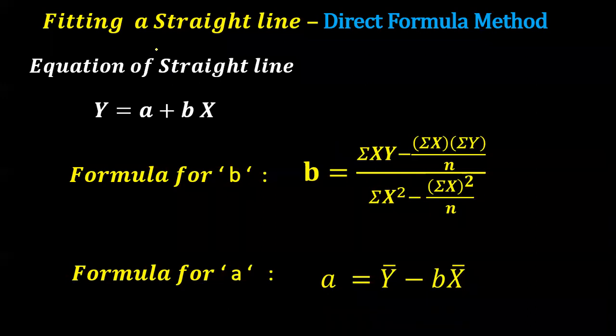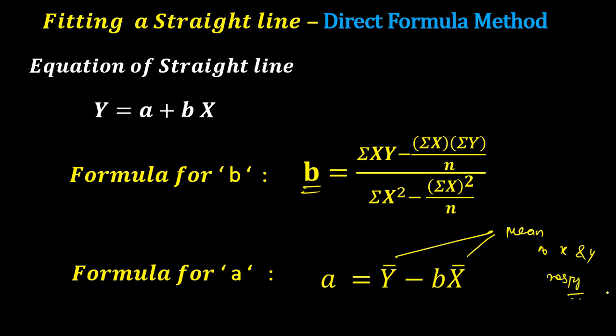Instead of using the previous method, I'm going to find it out. The direct method here, this is the formula to find out B here. Okay, B will be given as sigma xy minus sigma x, sigma y divided by n, and sigma x square minus sigma x the whole square by n. Similarly, formula for A is equal to y bar minus B into x bar. X bar and y bar are nothing but mean. Okay, mean of x and y respectively.